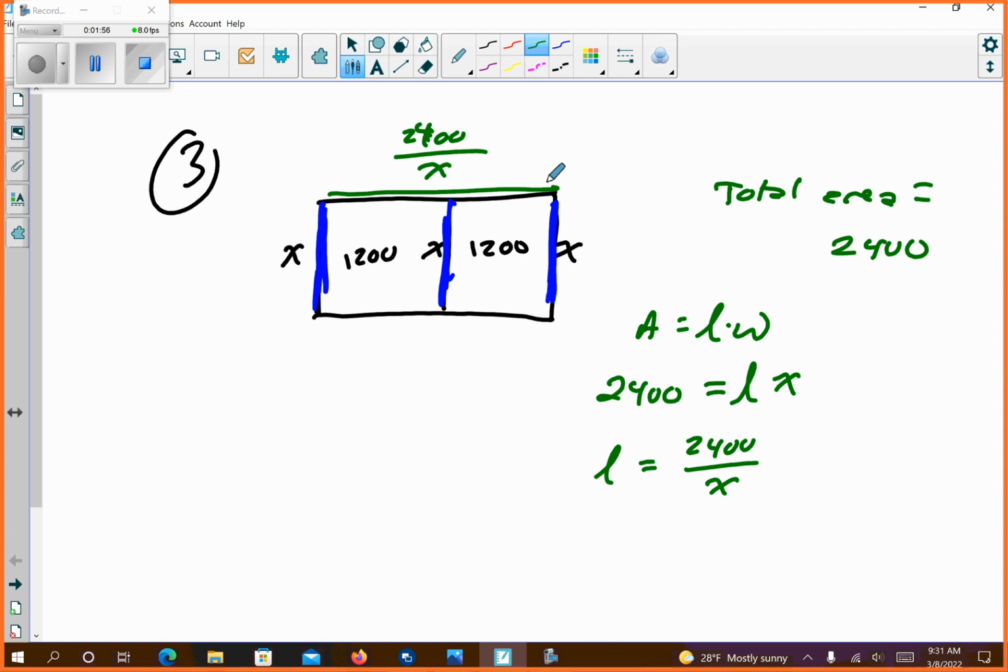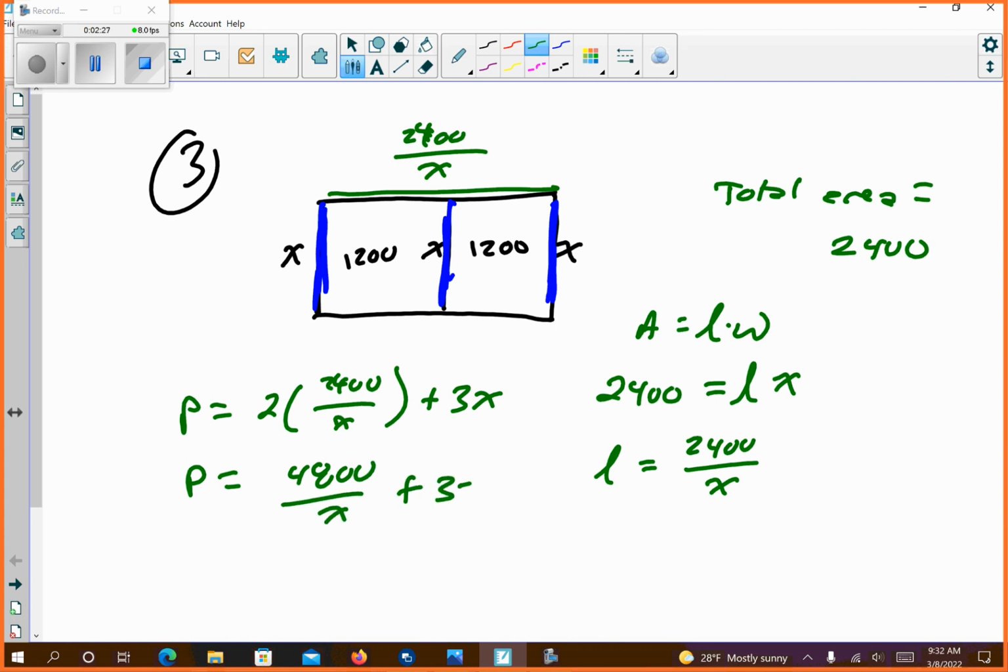So how do I want to do this? So it was total amount of fencing. So I know that my perimeter of this would be 2 times 2,400 over x plus I have the 3 x's in between. Okay, so that's going to give me P equals 480 over x plus 3x. And I think with that we can then solve for x.